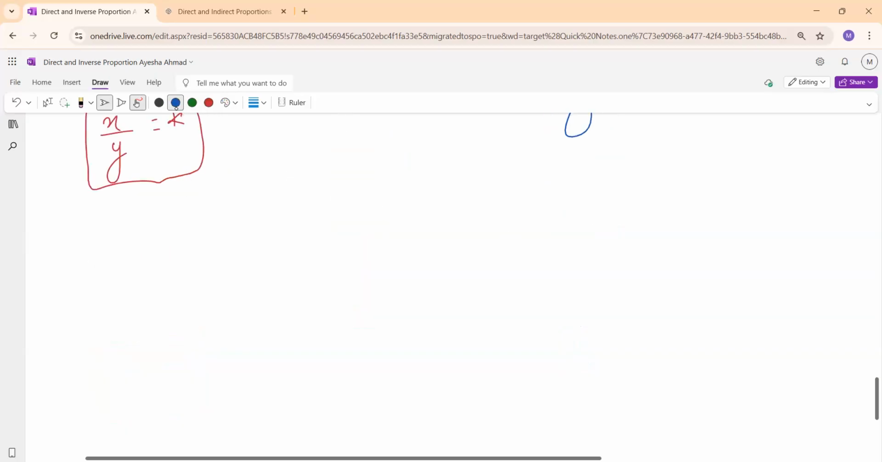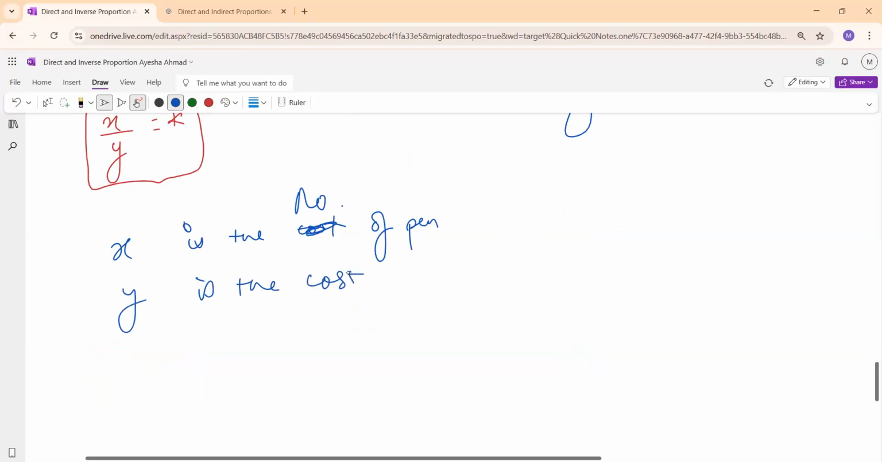Let's say, Aisha, that x is the number of pens, and y is the cost. Okay, so now suppose the number of pens were 1, so the cost was 10. So Aisha, 1 by 10, so the ratio is coming 1 by 10, right? Ratio is coming 1 by 10.